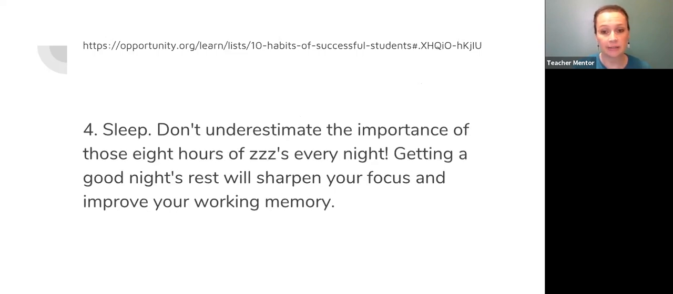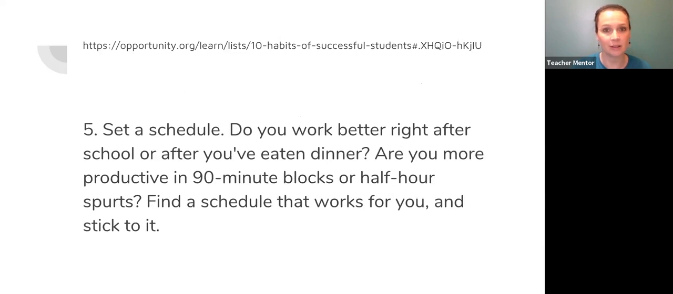4 is sleep. Do not underestimate the importance of those 8 hours of Z's every night. Getting a good night's rest will sharpen your focus and improve your working memory. Never miss out on sleep. It's not a cool feeling. Number 5, set a schedule.